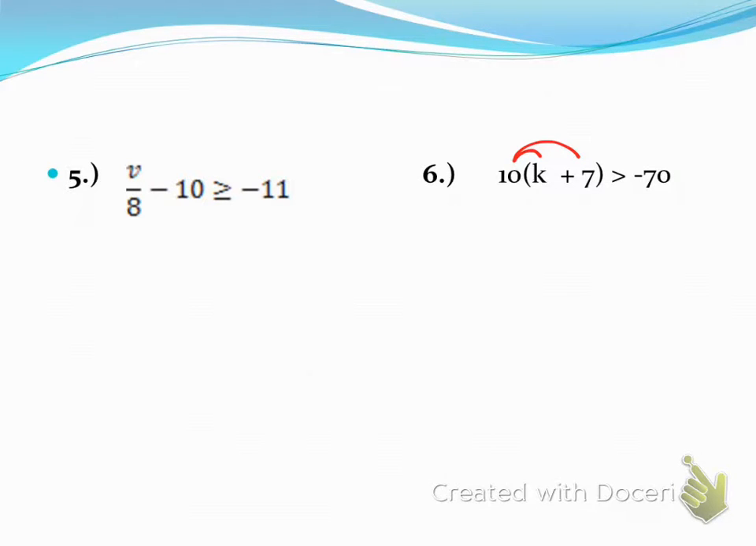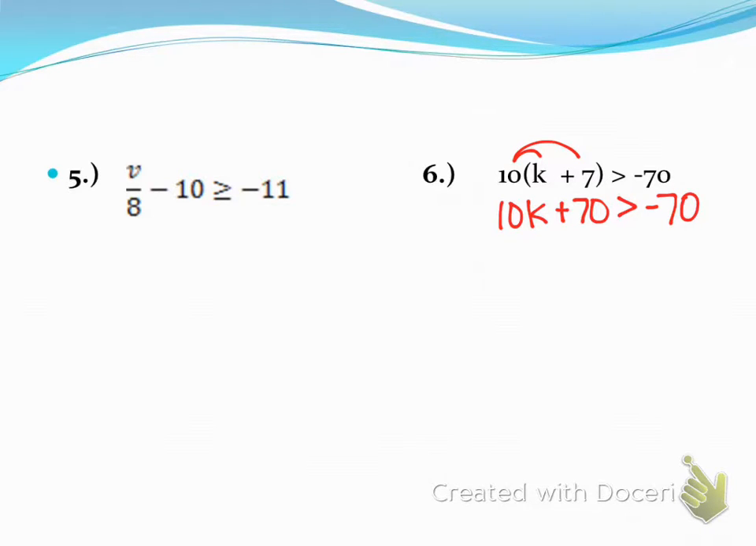If we distribute the 10, that gives us 10k plus 70. Again, distributing is not going to change the inequality symbol, so it's still greater than negative 70. The other option in this situation would be to divide both sides by 10 at the very beginning. I like distributing. It tends to feel more natural to us on most of these problems.